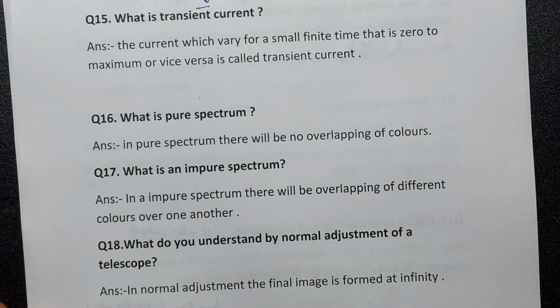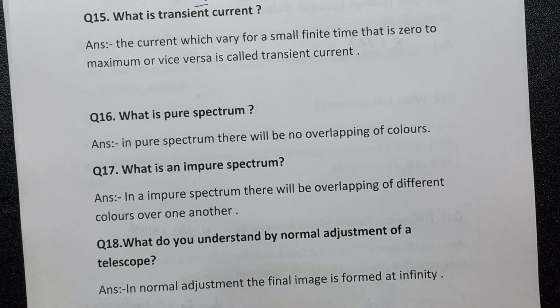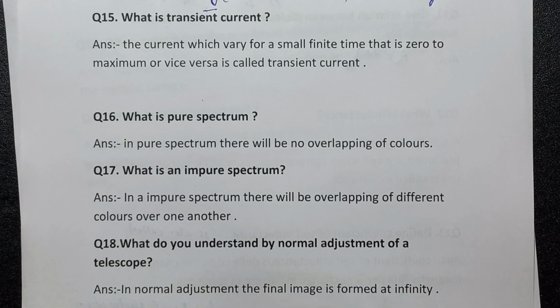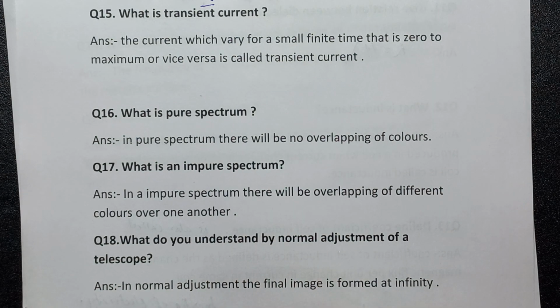Now next question, what is pure spectrum? In pure spectrum there will be no overlapping of colors, that is आपके सभी कलर separately दिखाई देंगे. What is an impure spectrum? Opposite of pure spectrum. In an impure spectrum there will be overlapping of different colors over one another.